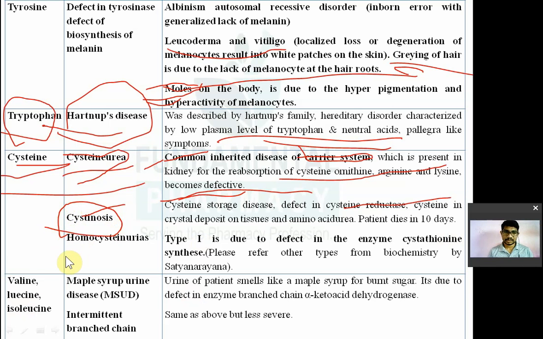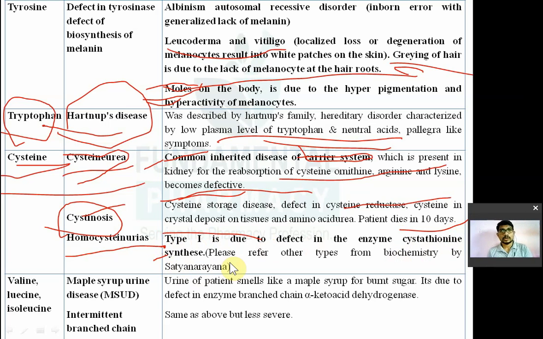Now again, this is very important. Valine, leucine, and isoleucine. These three amino acids are known as branched chain amino acids. They have a long carbon skeleton with branching, so they are known as branched chain amino acids.